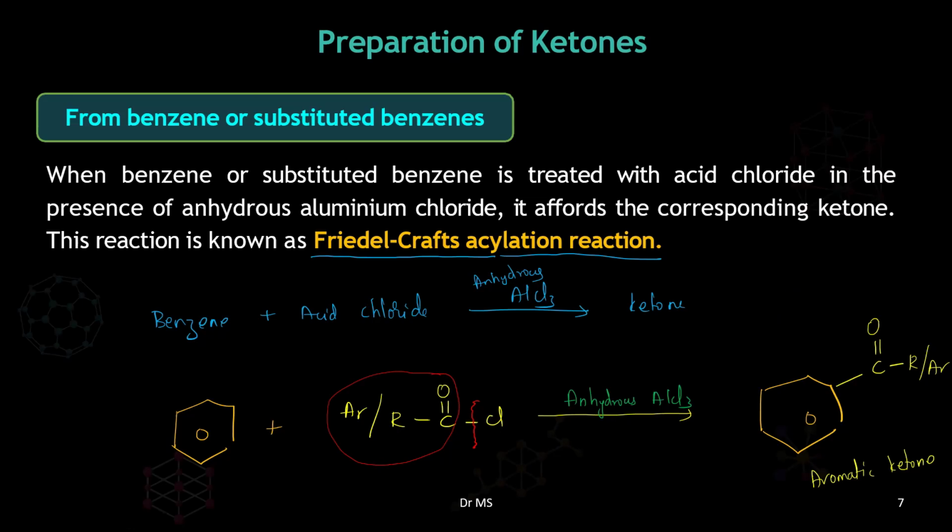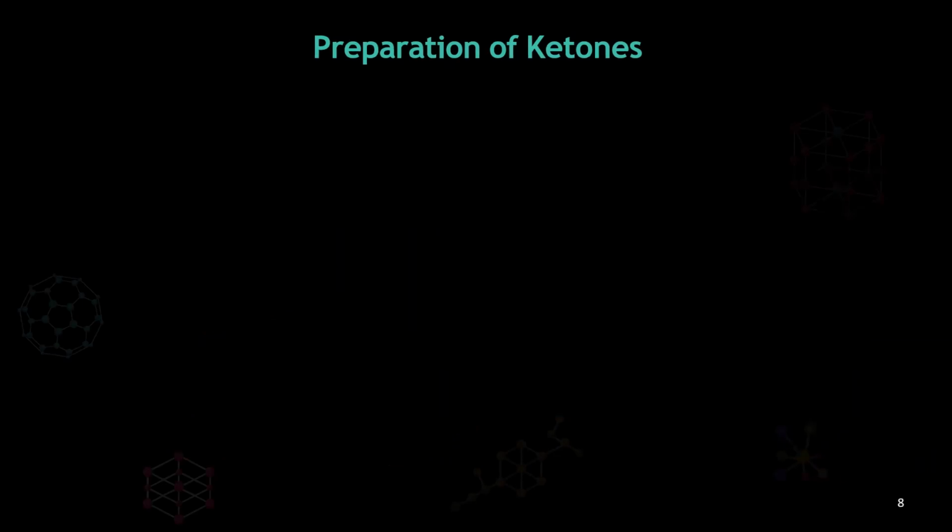And remember, this is very, very important. Friedel-Crafts acylation reaction is very, very critical for preparing ketones from aromatic compounds. Or you can say it is the fundamental method for preparing ketones from benzene groups or any aromatic compounds. So I'll give you a quick example. Just note it down.